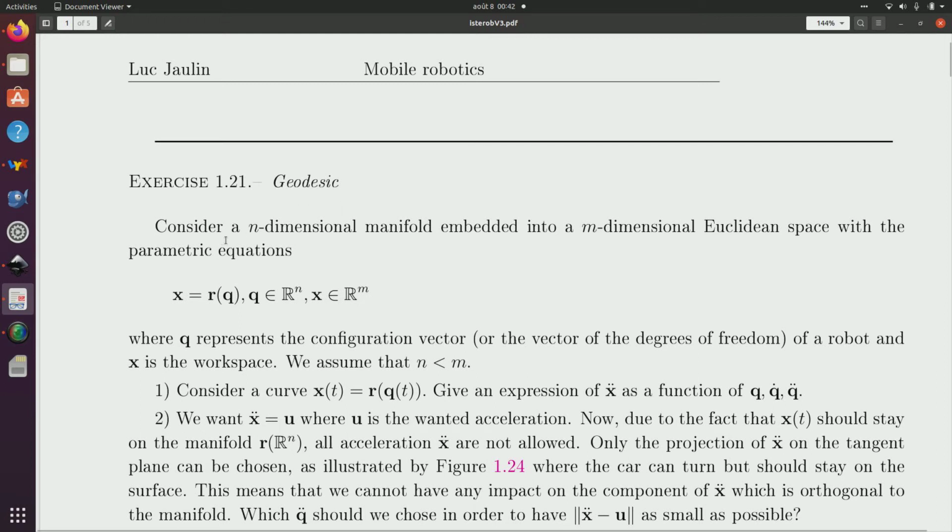Geodesic. In this exercise, we consider an n-dimensional manifold, which is embedded into an m-dimensional Euclidean space. So I will explain what this means. The manifold is described by some parametric equation given here. So q is a vector which represents the degrees of freedom of a robot, for instance. It is usually called a configuration vector.